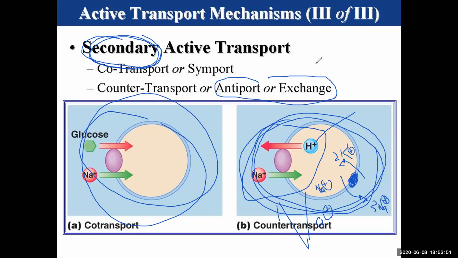Once that gradient is set, in this case, sodium gets through the sodium glucose symporter, allowing the cell to absorb glucose. In the second case, sodium goes inside the cell through the sodium proton antiporter. In other words, the cell obtains sodium, allowing the cell also to excrete, to lose protons. So that's secondary active transport.